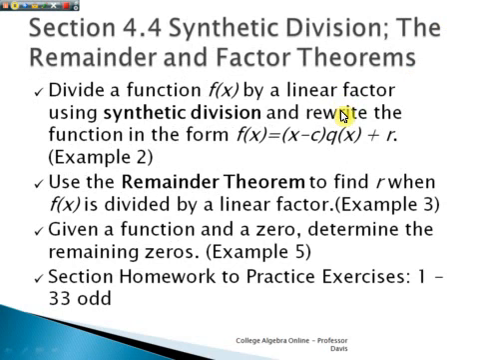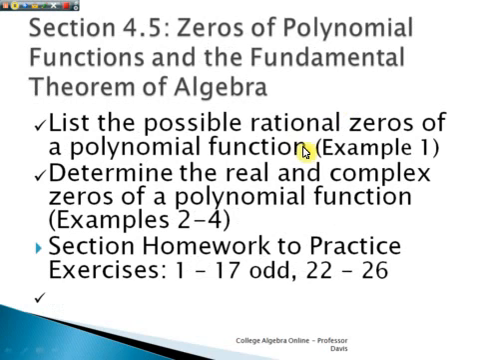So in section 4.4, we want to do problems 1 through 33 odd. Those start on page 199 in your summary notebook. And if you're using the ebook for that, that would be ebook screen 4.4-25. And then moving on to section 4.5.